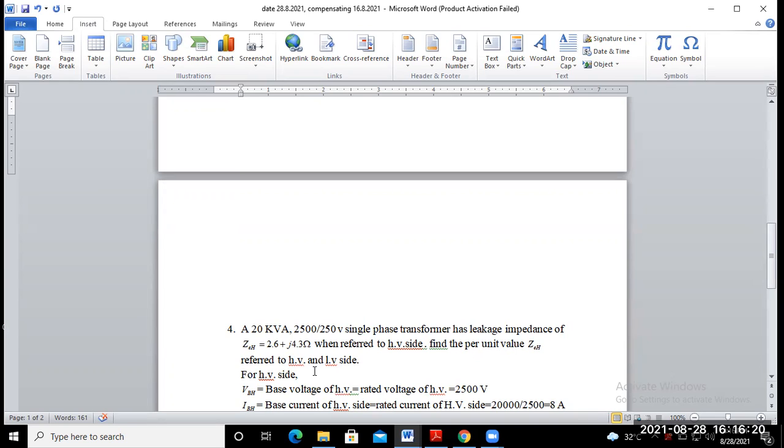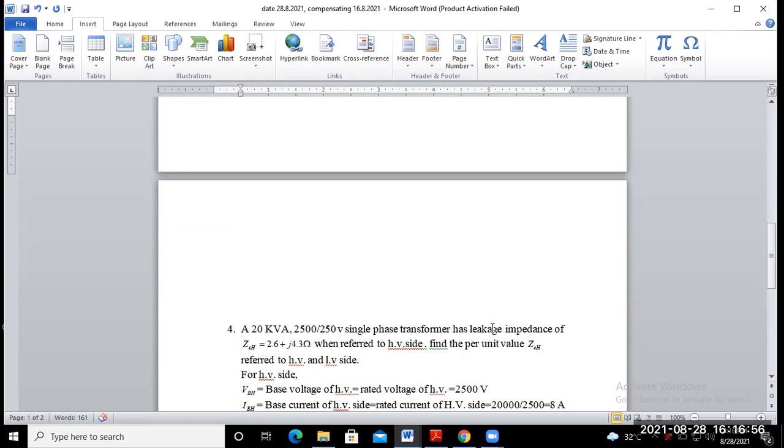So first of all, we just consider the high voltage side. Our objective is to choose the base value of the high voltage side and the base impedance of the high voltage side. Okay. So how can we find base voltage and base MVA? From that data, we find out the base impedance value.